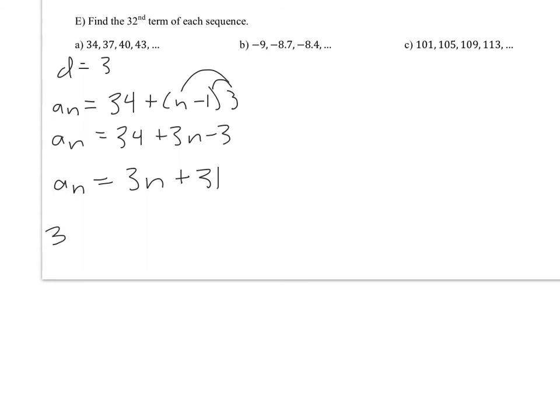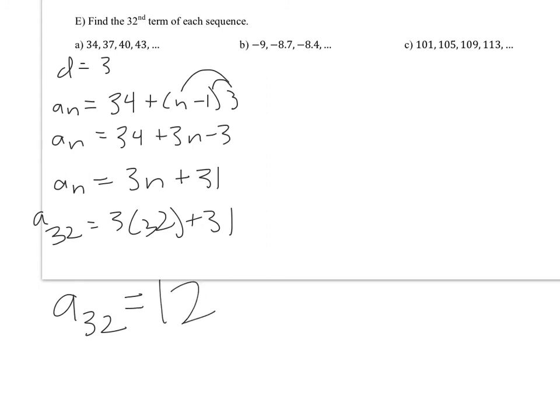I'm asking for the 32nd term. So you plug 32 into that equation, and you should get that the 32nd term, so that's why you have a little 32 right here, is 127. Do B, C by yourself.